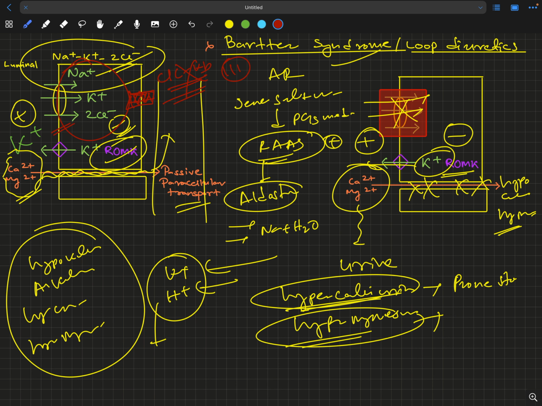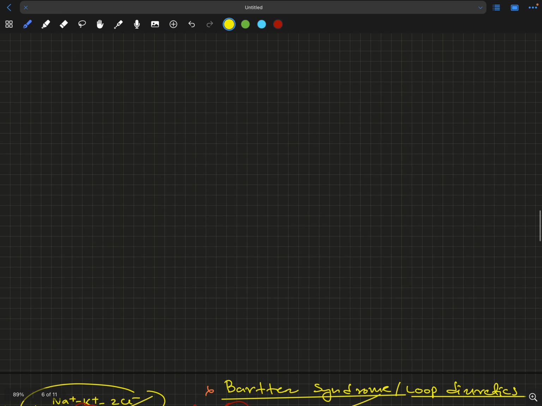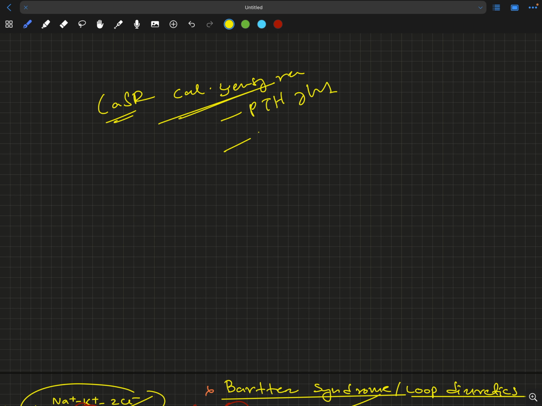And in type 4 there is mutation of Barttin, and there will be severe sensorineural hearing loss, SNHL, present. And in type 5 Bartter there will be gain of function mutation of CaSR. I have to discuss it in more detail. CaSR is calcium sensing receptor. It is located in the parathyroid gland and is also located in the thick ascending limb of loop of Henle. So CaSR maintains the calcium level in our body.